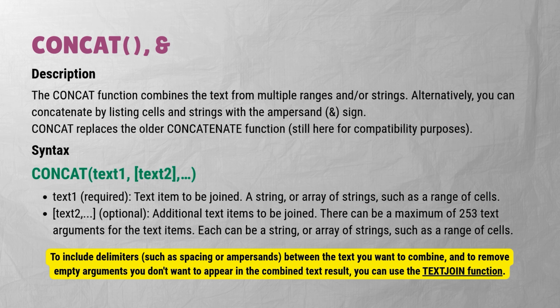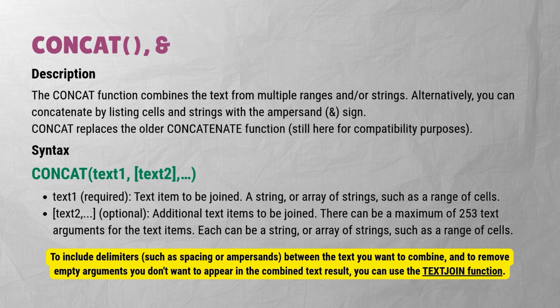Then you have CONCAT, which you can also replace with the ampersand. It essentially combines text from multiple ranges or strings, and alternatively you can concatenate by just listing the cells and the strings with the ampersand sign. CONCAT replaces the older CONCATENATE function, so you might have heard of that one, but CONCAT works faster, and the only reason we still have CONCATENATE is for compatibility purposes. And as you know, Excel is so ingrained in so many industries that it's kind of hard to just go ahead and remove a function.